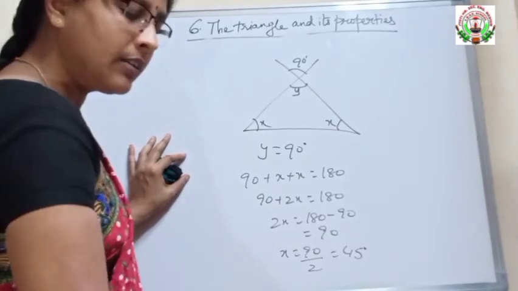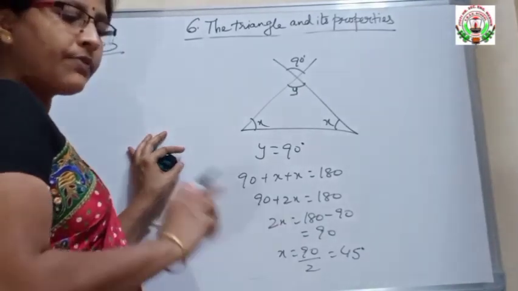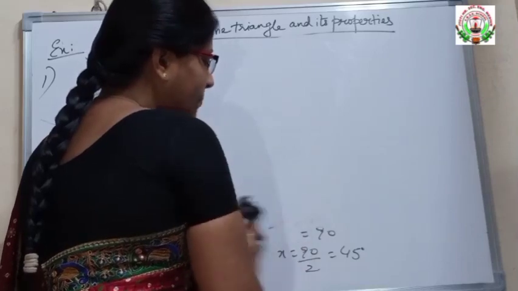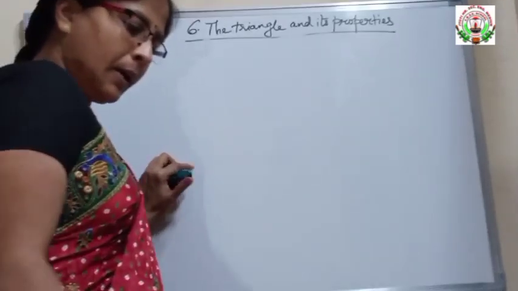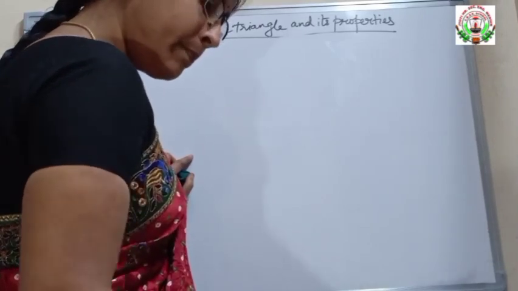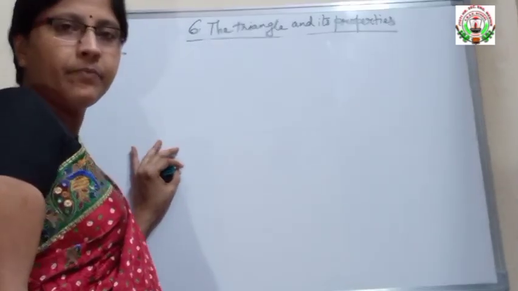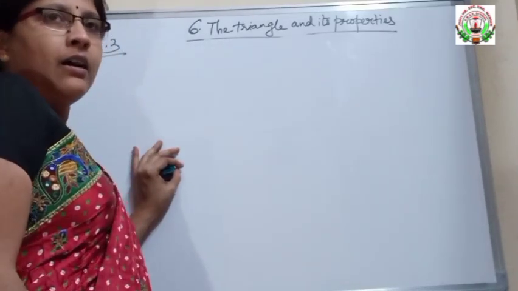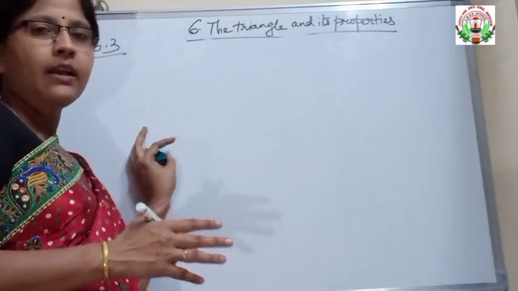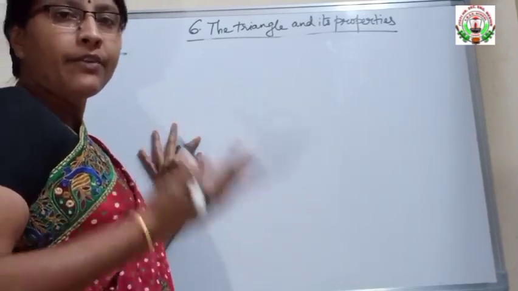I have left only the sixth one and the third one for you to solve. With this we have completed our exercise 6.3. The next topic is where they are giving the sides of the triangle, that is, measurements of the sides of the triangle. We have to see whether those given sides form a triangle or not.